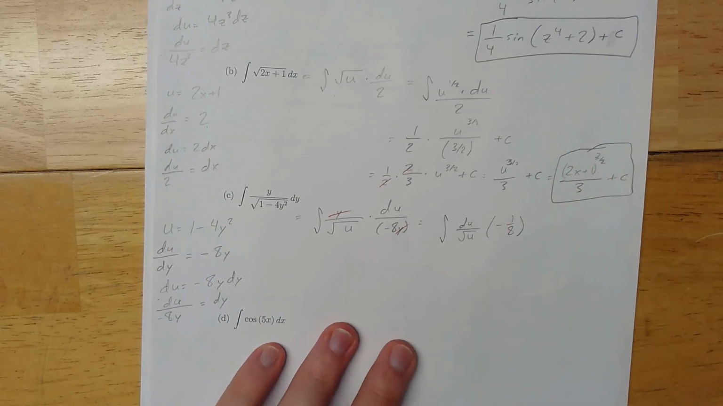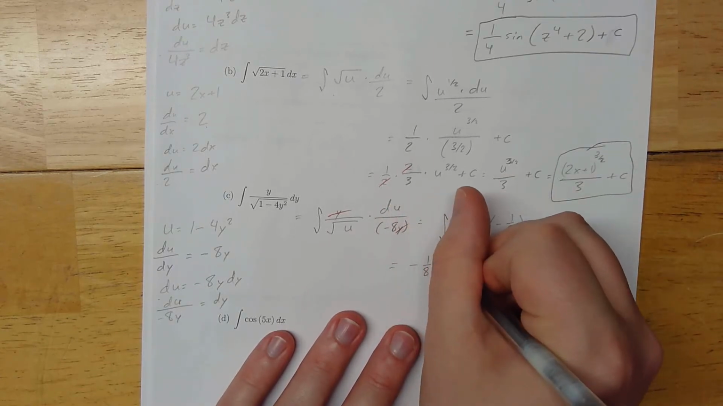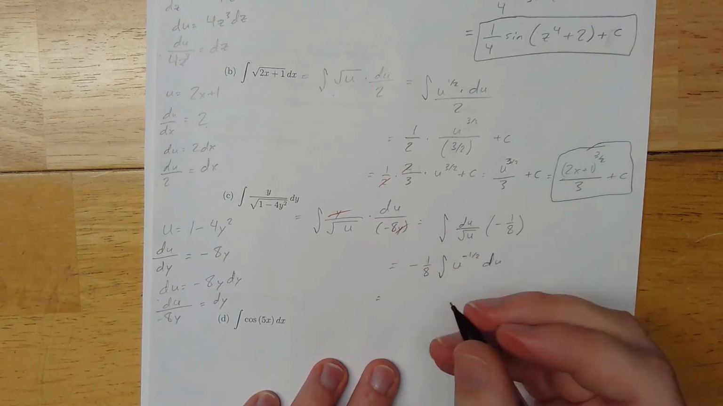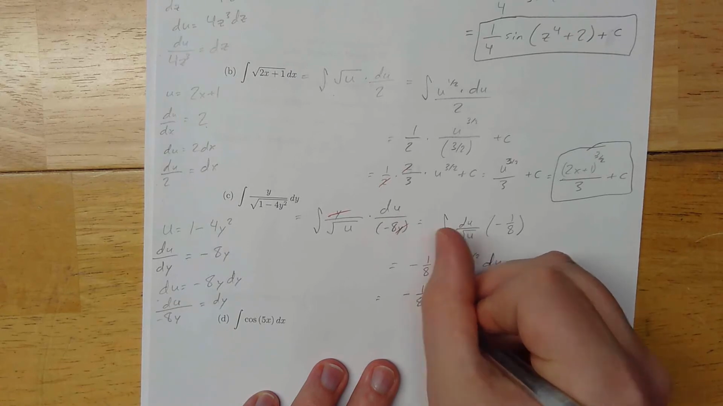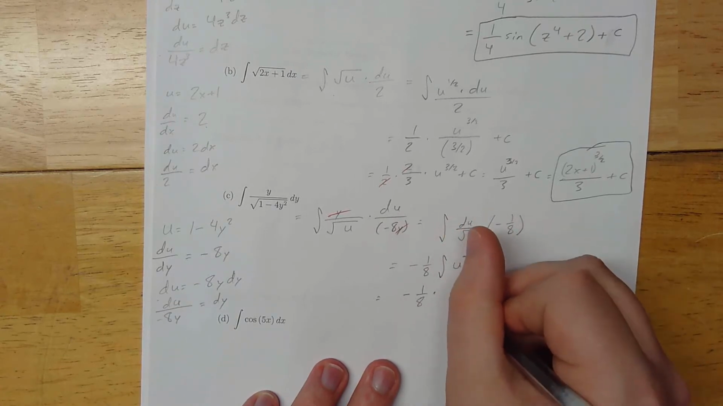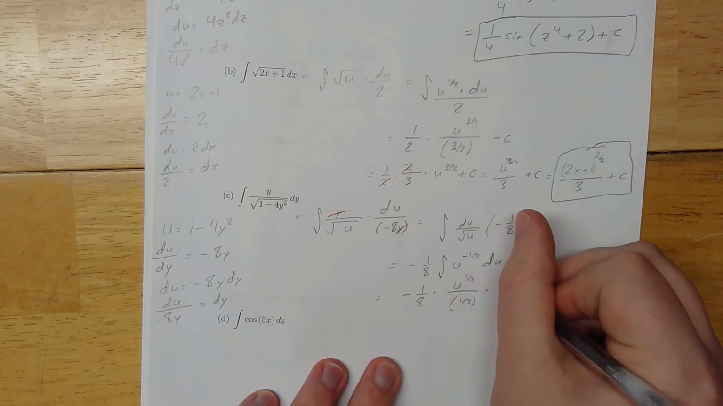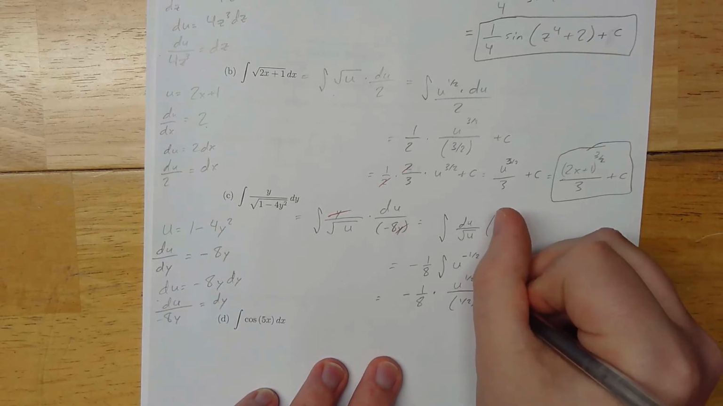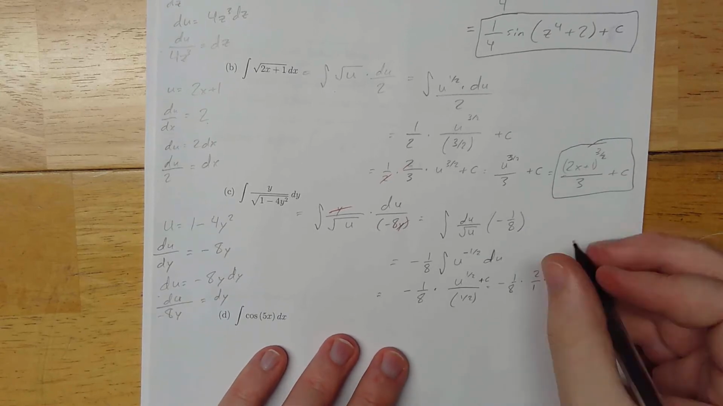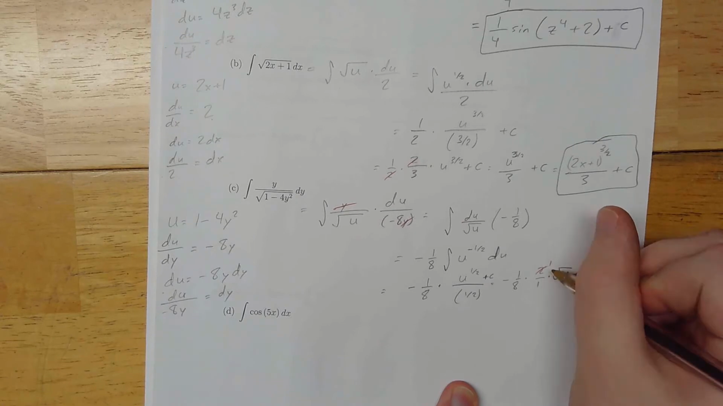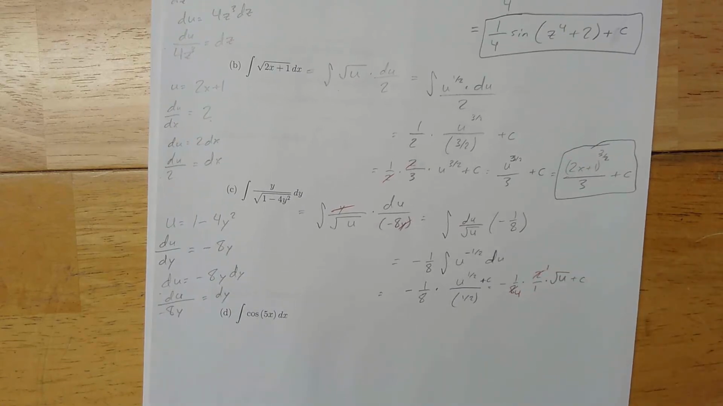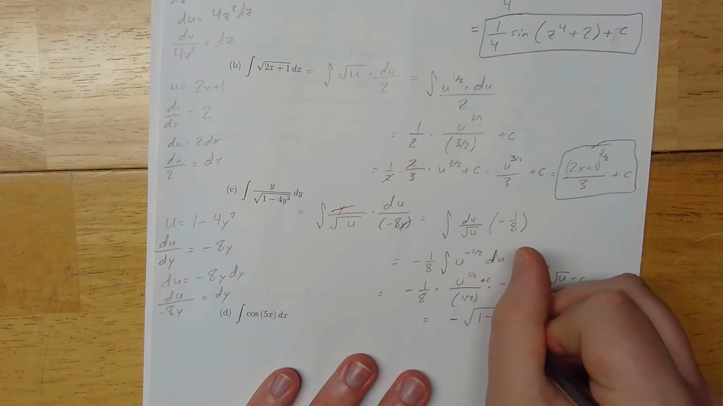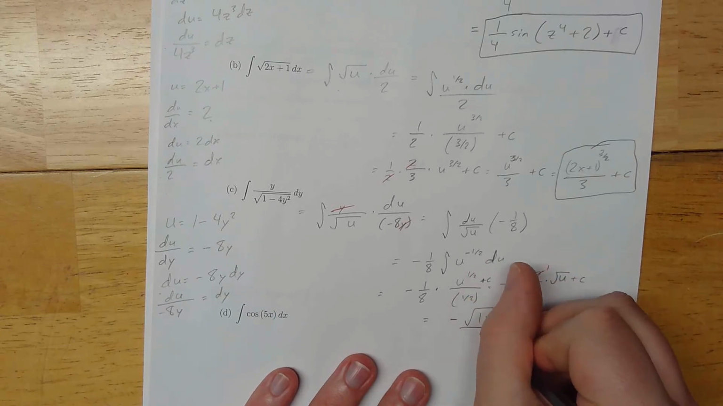Could have put the negative 1/8 out front if we wanted to, but this is the same as negative 1/8 times the integral of u to the negative 1/2 du, which means taking the antiderivative, we will get negative 1/8 times u to the 1/2 divided by 1/2, or negative 1/8 times 2 over 1 times the square root of u. Sorry, this should be plus c. The 2 and the 8 will reduce. This is a 1, this is a 4, and we still need to replace our u. So we will end up with negative square root of 1 minus 4y squared over 4 plus c.